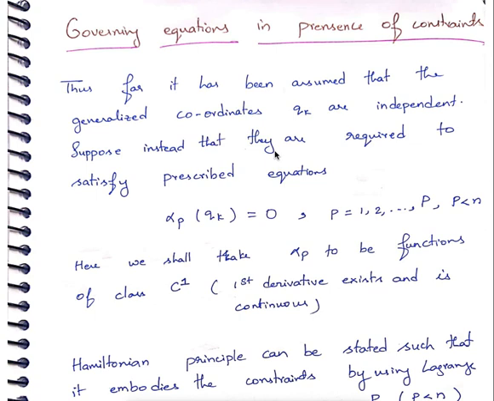Actually, by definition, generalized coordinates have to be independent of one another. But let us say we have taken some kinematic variables, but they are not independent. Rather they are dependent on one another. The equations which describe their interrelation are alpha p, which is a function of the generalized coordinates. Let us say that there are capital P number of constraints on the generalized displacements, while the total degrees of freedom we are considering is small n.